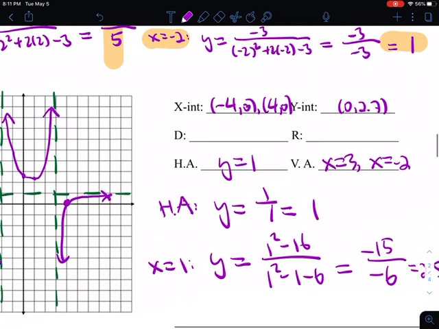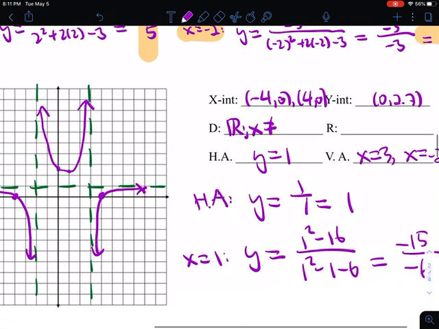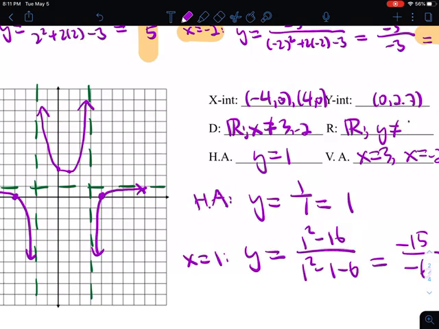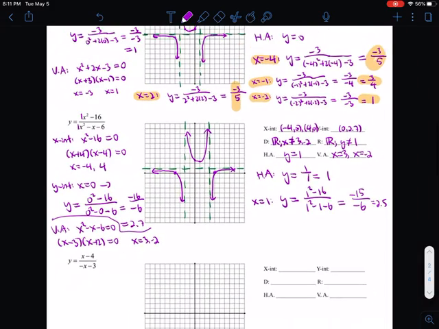Again, you don't have to be perfect, but just a few points for our sake is good enough. And then lastly, the domain: all real numbers except x cannot be 3 and negative 2. And then the range: all real numbers except y cannot equal 1.